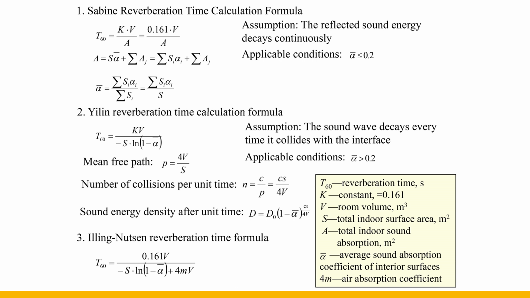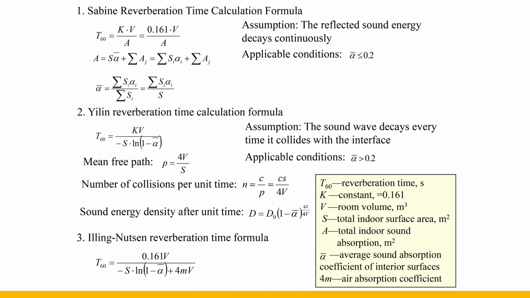As can be seen from Sabin's formula, the reverberation time depends only on the volume of the room and the amount of sound absorption. It can be seen that the sound energy in a large room decays slowly, and the reverberation time is longer. The more sound a room absorbs, the faster the sound energy decays.